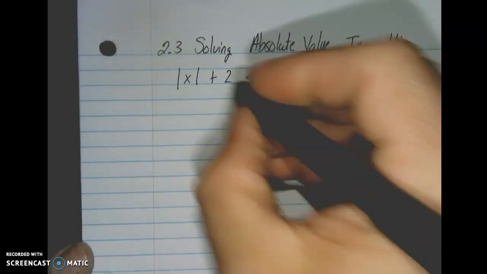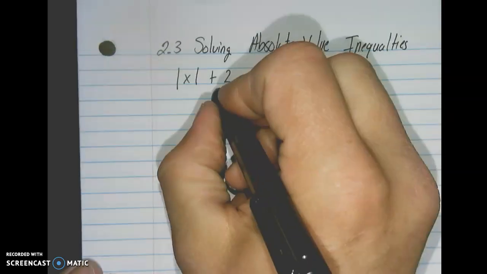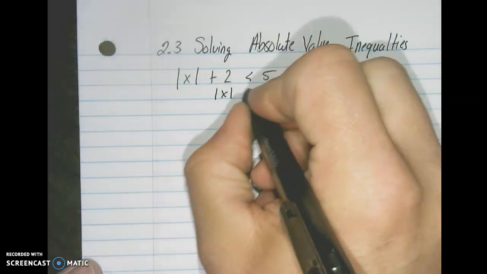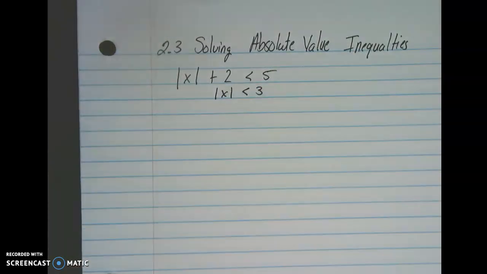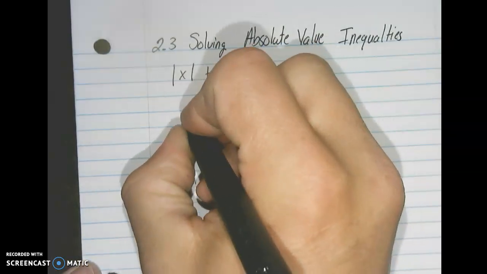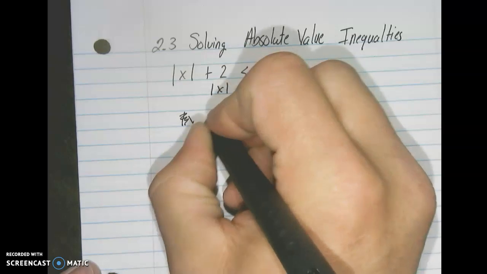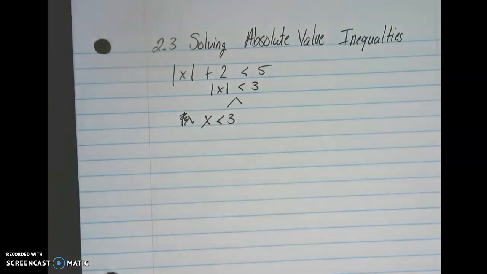So we still need to get the absolute value by itself. So we're going to have the absolute value of x is less than 3, correct? Okay, so we're still going to have two problems. The first one, we don't need the absolute value, we're just going to say x is less than 3. So we just copy it down just as we see it.